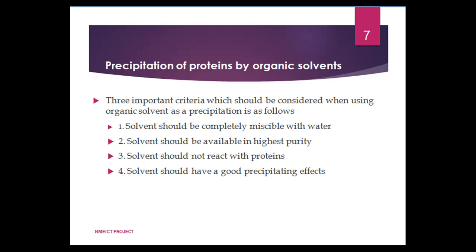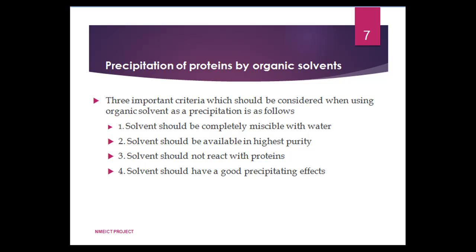Precipitation using organic solvent is done at 0 degrees centigrade or sub-zero temperatures in order to minimize the denaturation of proteins. In this method, solvent is cooled overnight and added slowly with constant stirring to an ice-cold solution of proteins in cold condition. Then the precipitates are collected by centrifugation at 10,000 rpm for 20 minutes at 4 degrees centigrade. Advantage of using solvent precipitation is that it can be easily removed by evaporation.